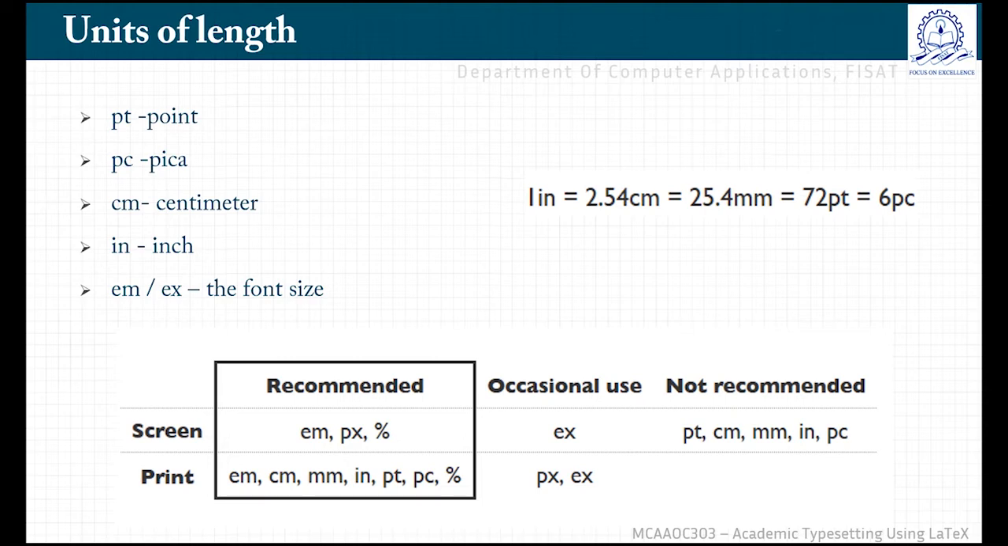And what are the relationships among these? 1 inch is equal to 2.54 centimeter, which is equal to 25.4 millimeter, and that is equal to 72 pt. So here in LaTeX documents we usually use pt, point. 72 pt is equal to 6 pica. So when I say 72 pt, it means 2.54 centimeter, that is the basic understanding of this. And here the recommended options used in screen, print, etc. are given in this table.